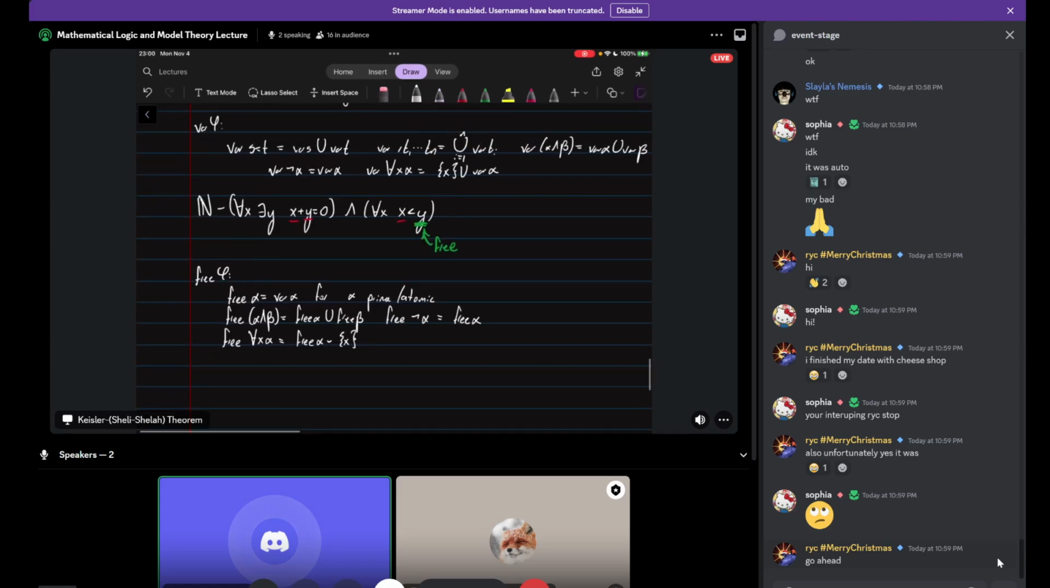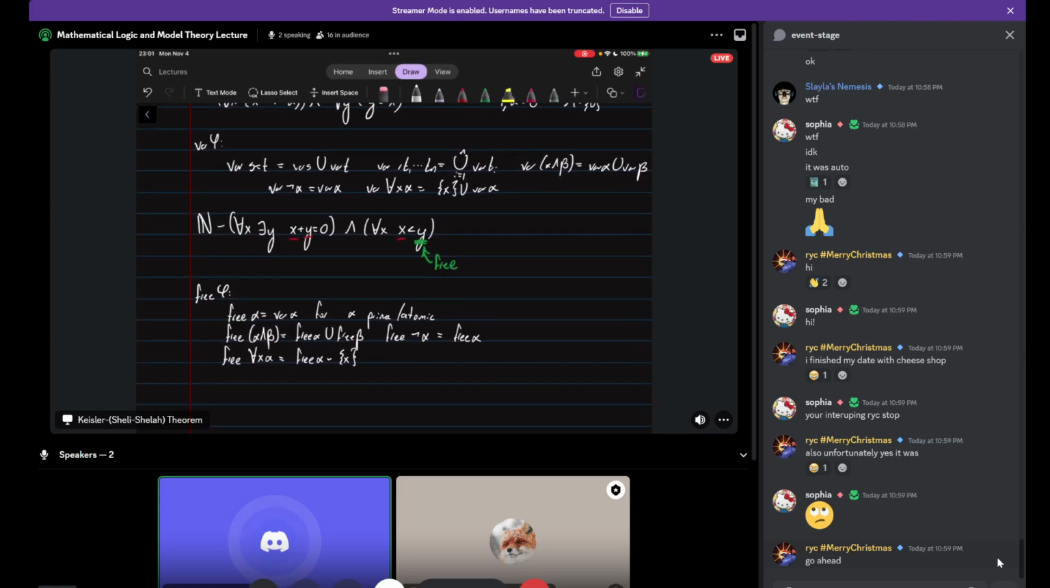Right? Because once you quantify over x, all the occurrences of x in alpha become bound. Right? The opposite of free is bound. So, right, these red occurrences of x are bound occurrences, and this is a free occurrence.